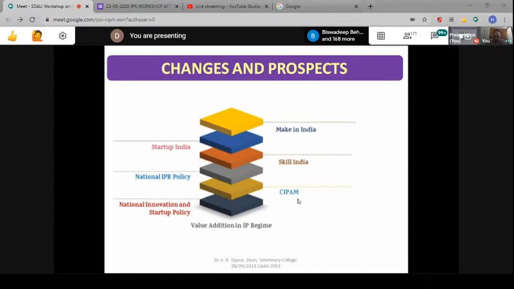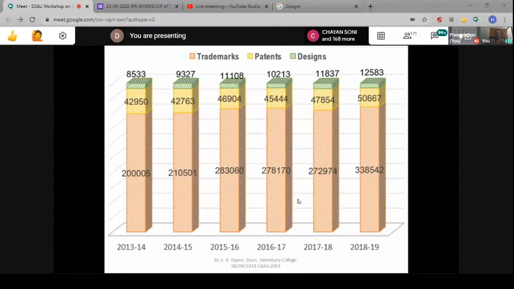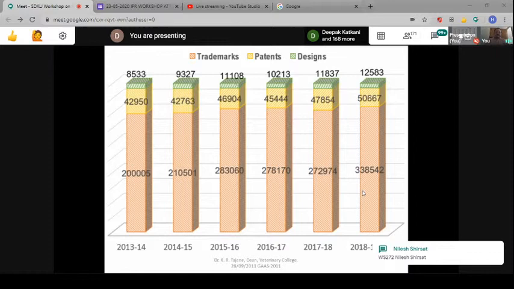And its outcome. This is very important: with these changes in the last few years, especially after 2014, what is the impact of all these changes on intellectual property? Now you can see the number of patents in 2013-14 was somewhat like here, and it increased in 2018-19 to this extent. Still, the increment does not deserve great appreciation, but there is positive growth.